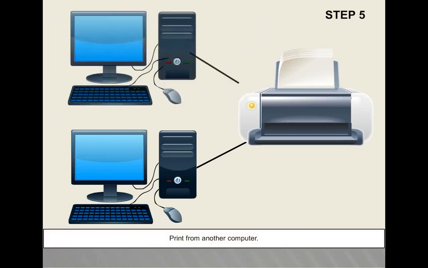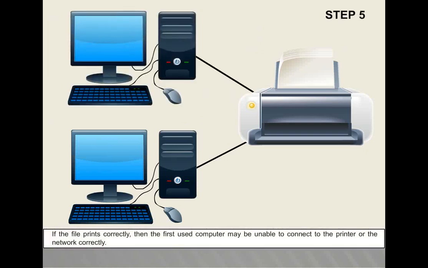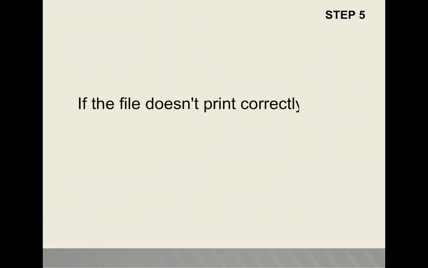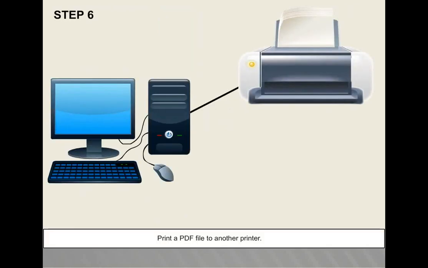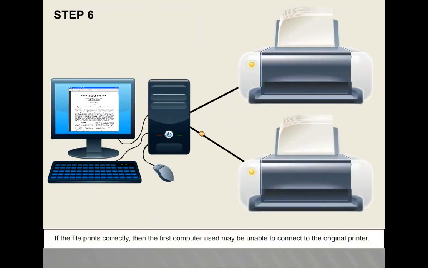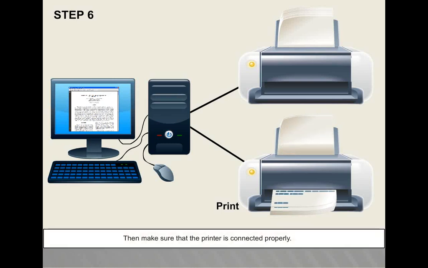Step 5. Print from another computer. If the file prints correctly, then the first used computer may be unable to connect to the printer or the network correctly. If the file does not print correctly, go to step 6. Step 6. Print a PDF file to another printer. If the file prints correctly, then the first computer used may be unable to connect to the original printer. Then make sure that the printer is connected properly.